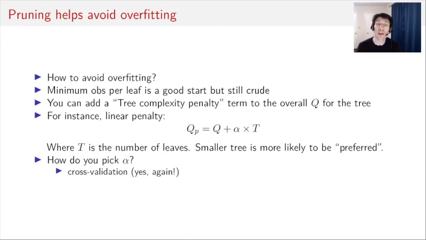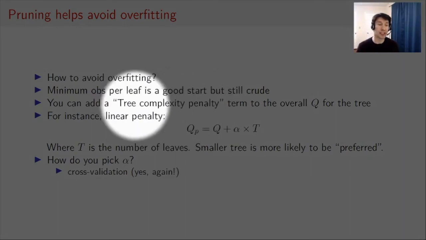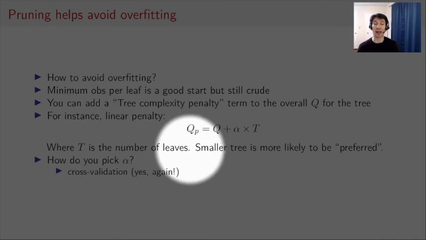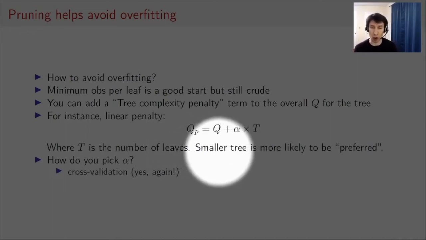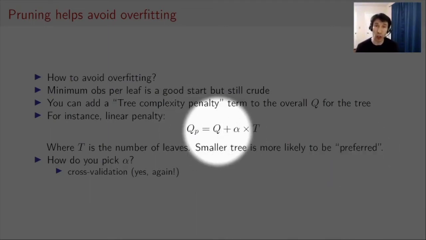So the first thing we said earlier is that you could ask for a minimum observation per leaf, which would prevent you from going all the way down to just one observation per leaf. So that's good, but it's a little bit crude. There's actually another way that people do this, which is by adding a penalty. This is kind of similar to what we did when we were doing ridge and lasso and we imposed penalties on the sum of squares. So here we're going to have a tree complexity penalty, which is, for instance, just a linear term, alpha times T, where T is the number of leaves in the tree. And so then a tree with a smaller amount of leaves, or a smaller tree, would be more preferred if we choose on Q_P, Q with a penalty, rather than on simple Q.